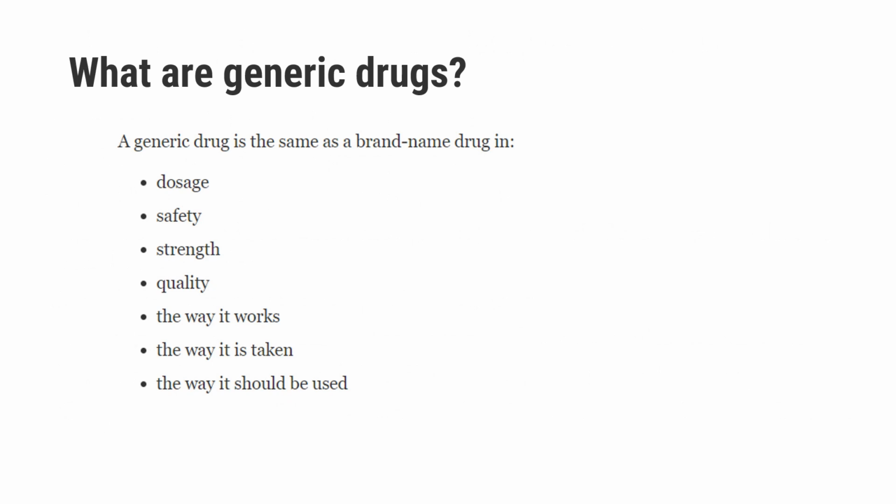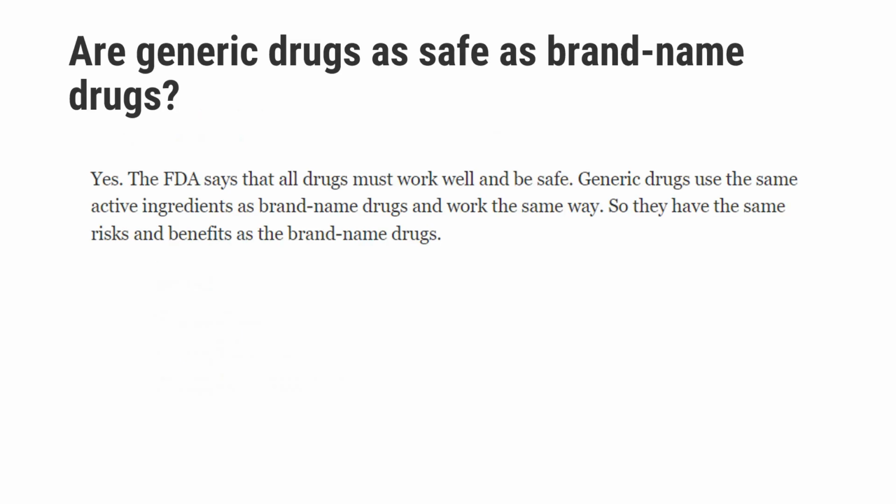What are generic drugs? A generic drug is the same as a brand name drug in dosage, safety, strength, quality, the way it works, the way it is taken, and the way it should be used. Are generic drugs as safe as brand name drugs? The answer is yes. The FDA says that all drugs must work well and be safe.